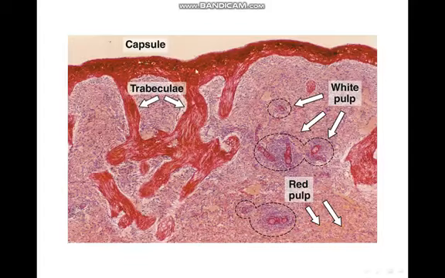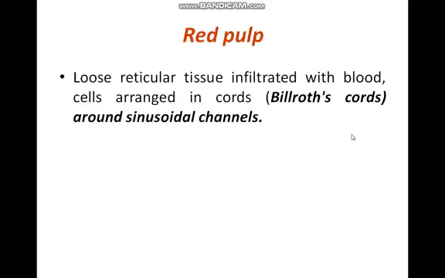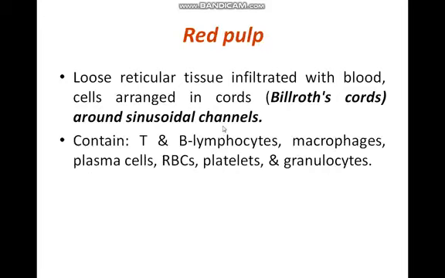In this figure, we can recognize the connective tissue capsule, and these are the trabeculae sent from the capsule. The parenchyma is divided into white pulp, which is rich in lymphoid tissue, and red pulp. The red pulp is made of cords of cells called cords of Billroth and surrounding sinusoidal channels, and it is rich with blood, so it is called red pulp.